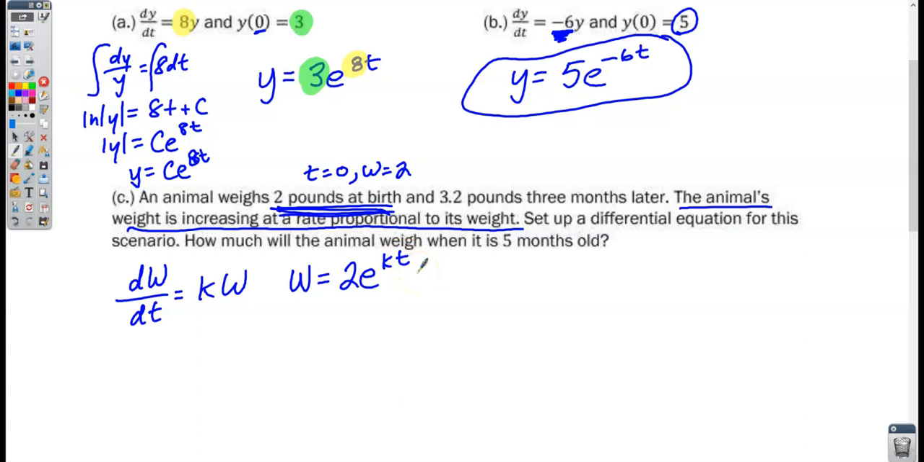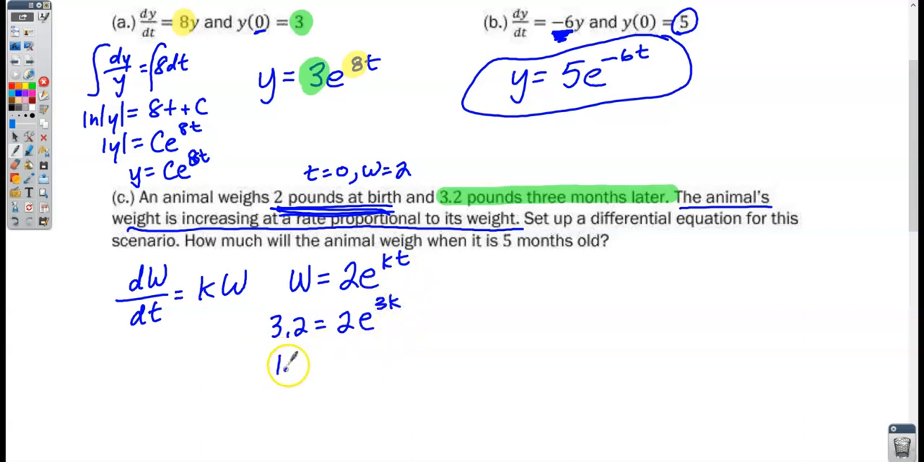And our model is going to look like this. Now, what we need to do is use this one other value that we have. Since we weren't told the value of k, we need to use this other value to solve for the value of k. So 3 months later, the animal weighs 3.2 pounds. So W, 3.2, the weight, is equal to 2e^(3k).